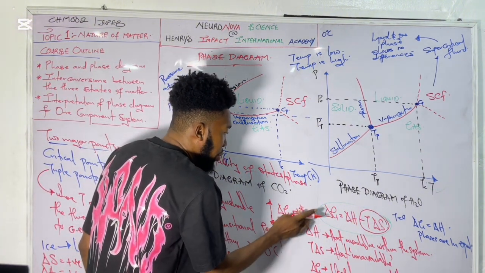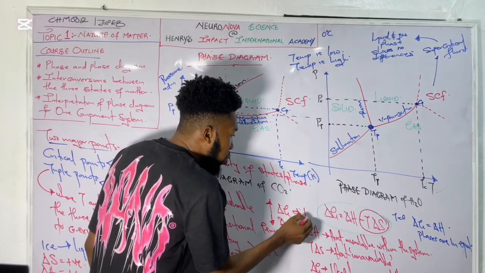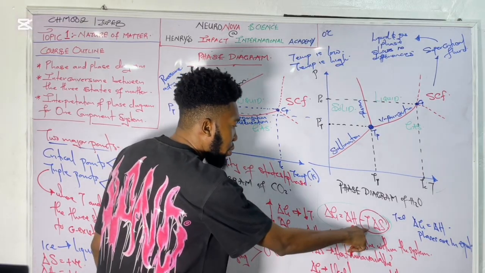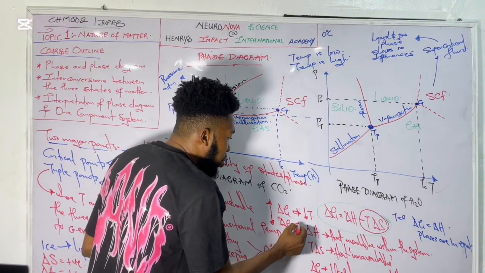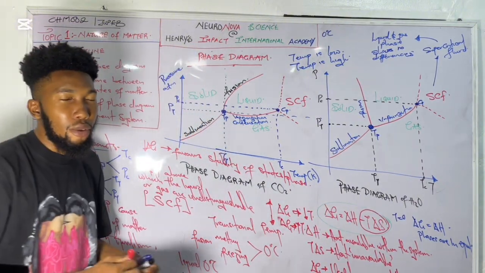It's favored by low temperature, right? Favored by low temperature. It's when we had low temperature that we had high Gibbs free energy. It's when we had what here now? High temperature that we had a low Gibbs free energy. Now, does it make sense?